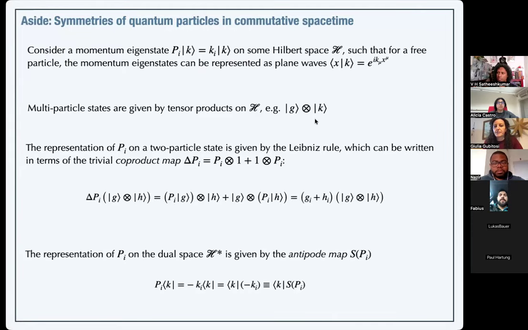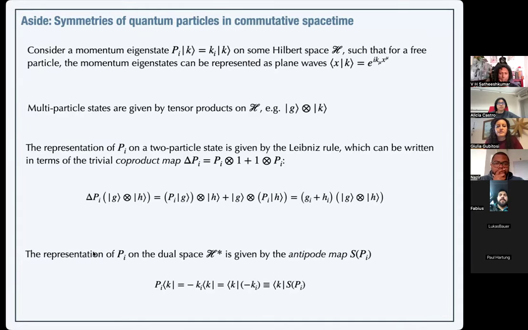Multiparticle states are given by the tensor product on the Hilbert space. And then you can represent your translation generator. Well, on one particle, it's trivial. On two particles, the representation is just given by the Leibniz rule, okay? Which means that you take the translation generator acting on the first particle, and then you take the translation generator acting on the second particle. One formal way to call this fact, the fact that the translation generator acts by a Leibniz rule, is by saying that translations have a trivial coproduct map. So the coproduct map basically tells you the action on multiparticle states. And I'm introducing a terminology that will be useful in a second.